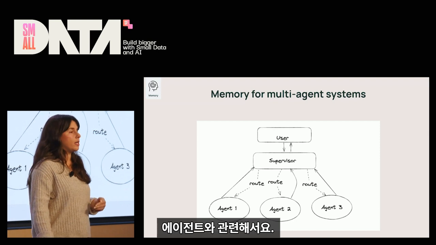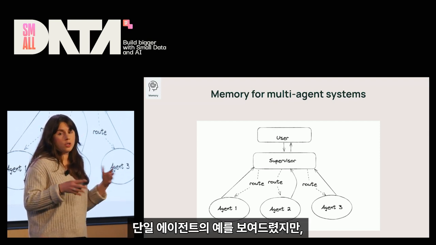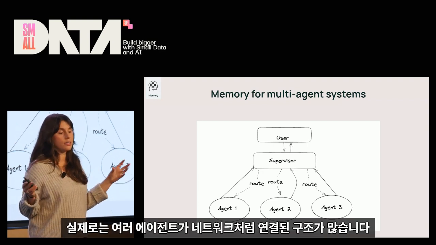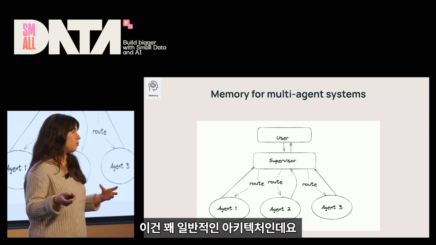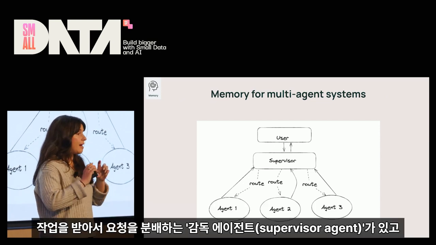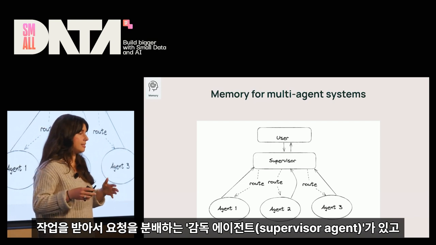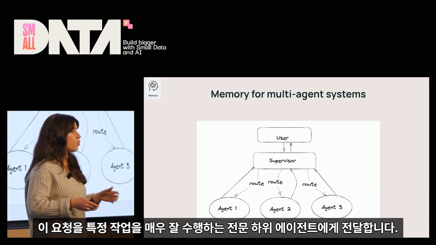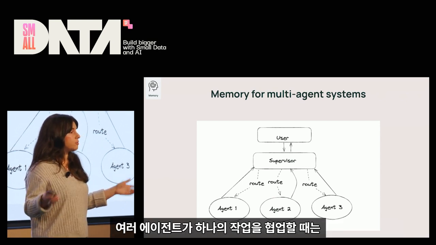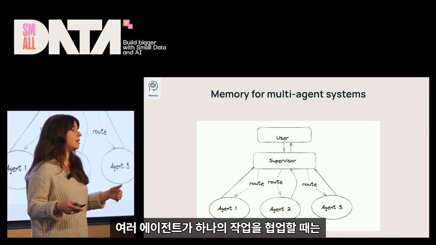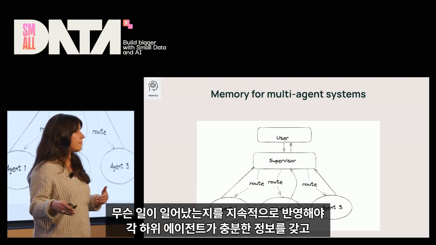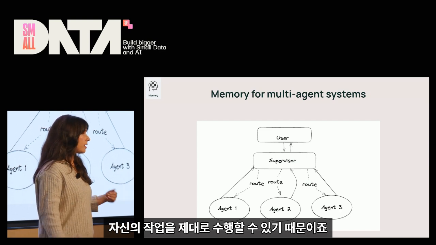Memory is also a big challenge when it comes to agents. We showed an example of a single agent, but oftentimes you have a network of agents. And this is a pretty common architecture that you'll see. We call these cognitive architectures in our world, where you might have a supervisor agent that just takes tasks in and routes the requests to more specialized sub-agents that are really good at performing a specific task. And when you have multiple agents collaborating on a single task, you constantly have to update the state of what's transpired so that the sub-agents have enough information to execute their work sufficiently.